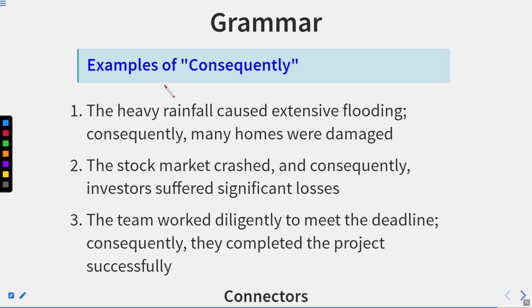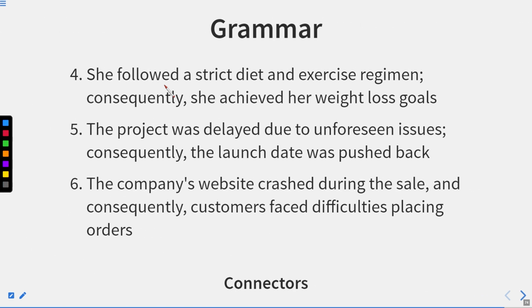Examples of consequently. So let us read some examples of consequently. The heavy rainfall caused extensive flooding. Consequently, many homes were damaged. The stock market crashed, and consequently, investors suffered significant losses. The team worked diligently to meet the deadline. Consequently, they completed the project successfully. She followed a strict diet and exercise regimen. Consequently, she achieved her weight loss goals. The project was delayed due to unforeseen issues. Consequently, the launch date was pushed back. The company's website crashed during the sale, and consequently, customers faced difficulties placing orders.